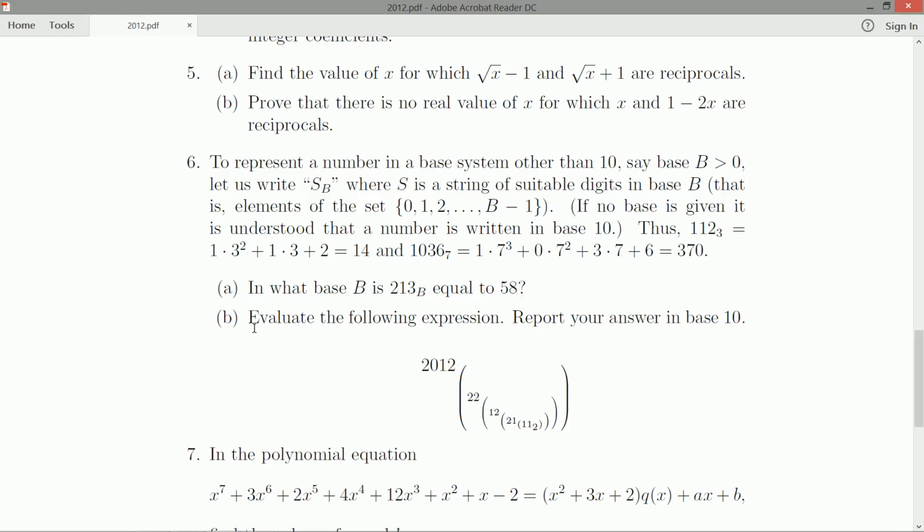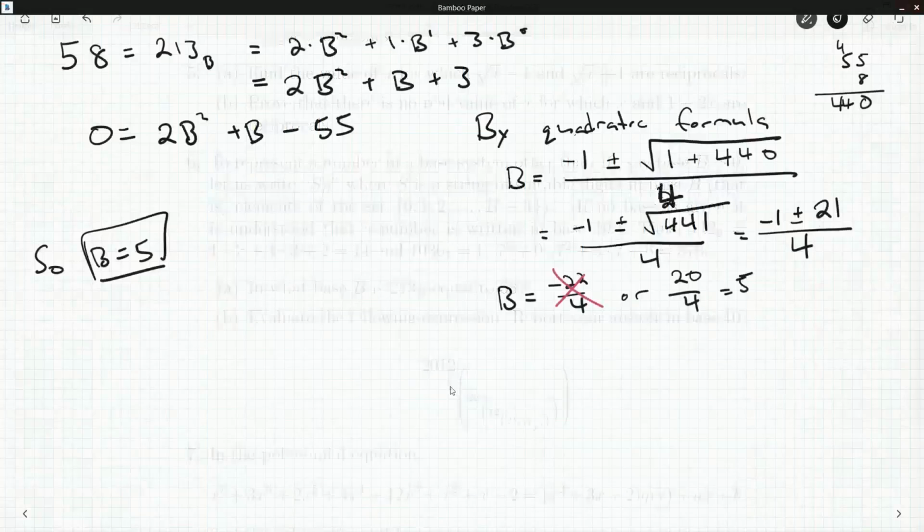All right, B. Evaluate the following expression. Report your answer in base 10. Wow, wow, wow. Okay. So, just like with the regular order of operations, we're going to focus on what's inside the brackets. And inside the big brackets is some more brackets. So we're actually going to work from this 11 base 2, and then 21 base whatever that is, and 12 base whatever that is, and work out what we've actually got, step by step by step. And this might take us a little bit.